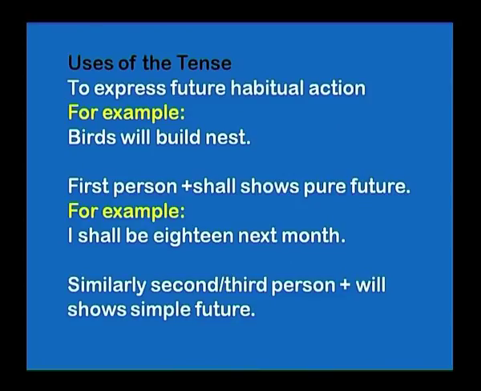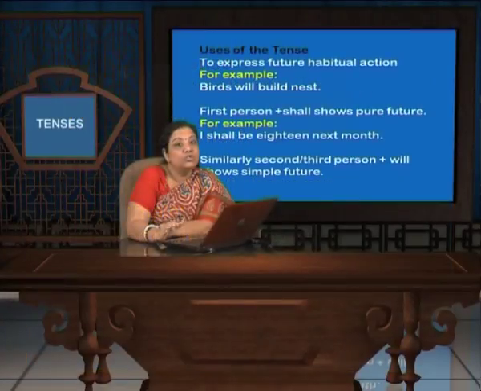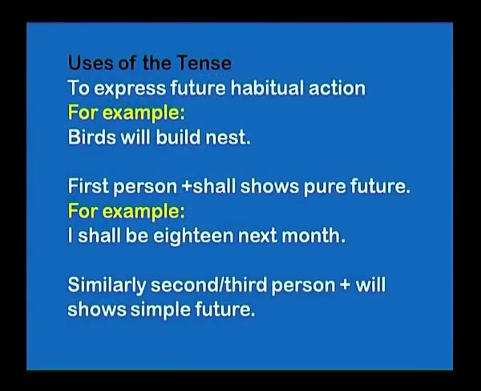And we use this tense to express future habitual action. For example, birds will build nests. First person plus shall shows pure future. For example, I shall be 18 next month. So, this is pure future, that in future I shall be 18 years. Similarly, second and third person plus will shows simple future.